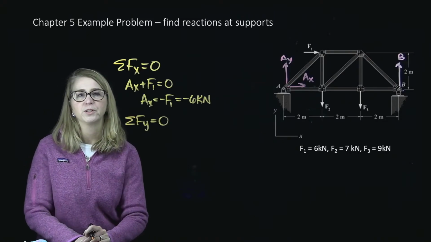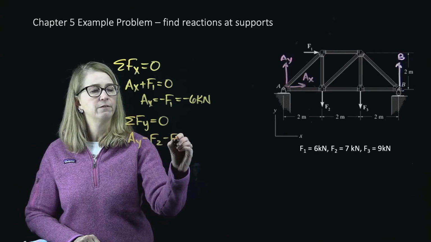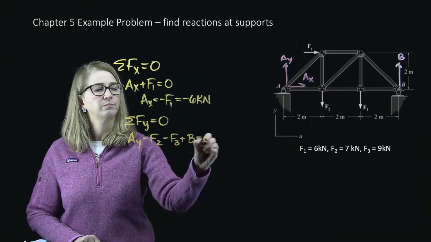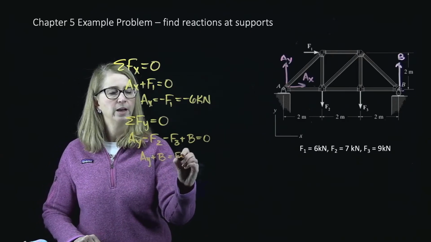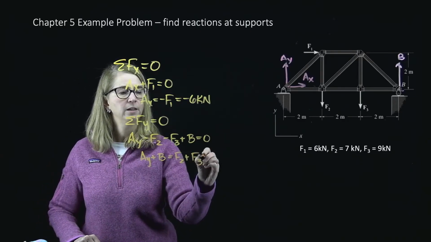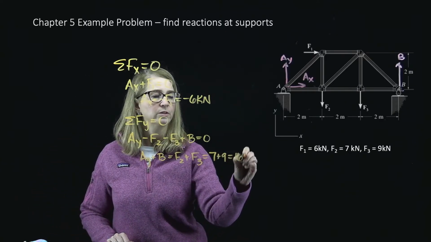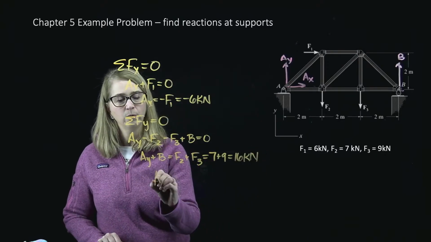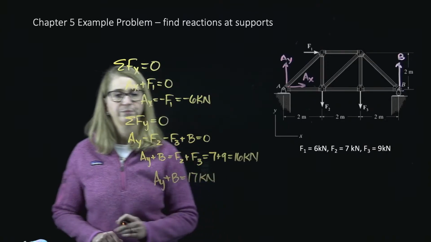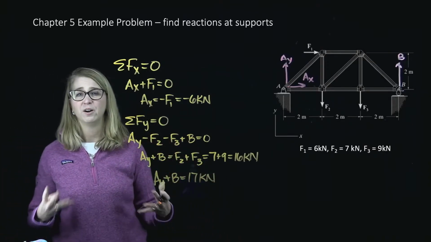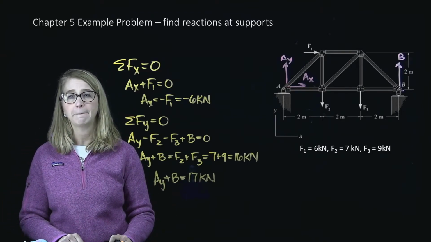Now, let's look at forces in the y direction. I have AY minus F2 minus F3 plus B. So that means that AY plus B is equal to F2 plus F3, which is equal to 7 plus 9, which is equal to 16 kilonewtons. So AY plus B is equal to 16 kilonewtons. Now clearly, I don't know what the two forces are individually, I just know what they add up to be.